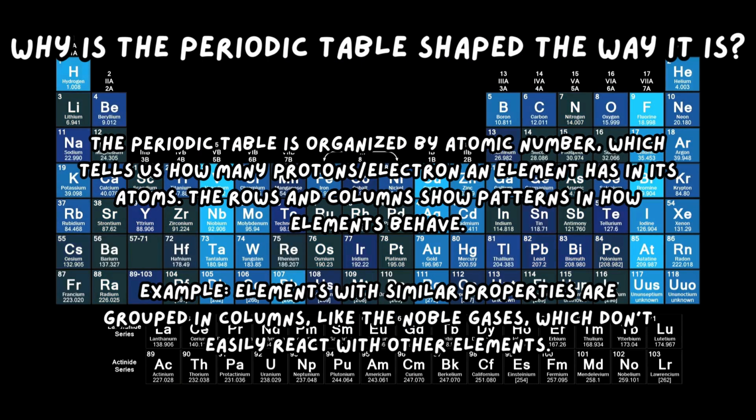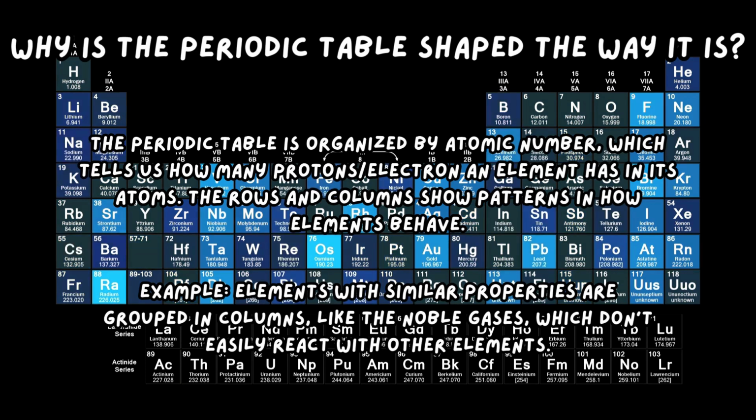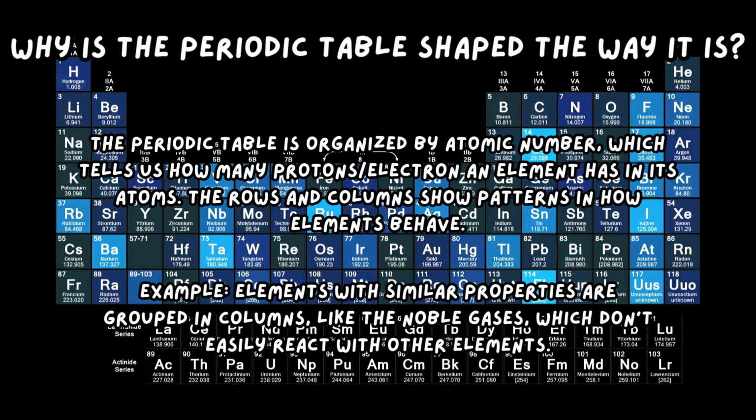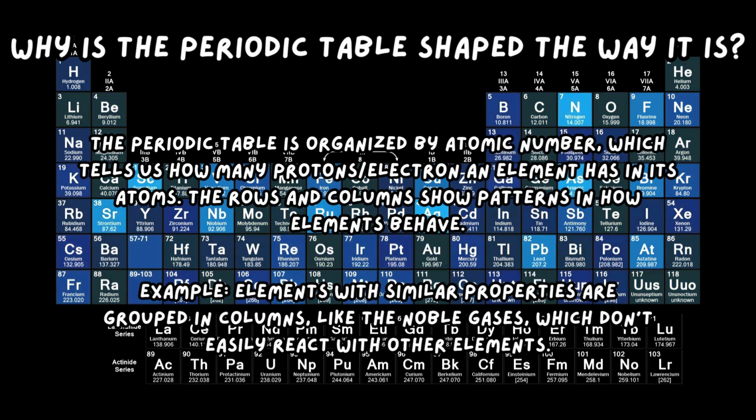Why is the periodic table shaped the way it is? The periodic table is organized by atomic number, which tells us how many protons an element has in its atoms. The rows and columns show patterns in how elements behave. Example, elements with similar properties are grouped in columns, like the noble gases, which don't easily react with other elements.